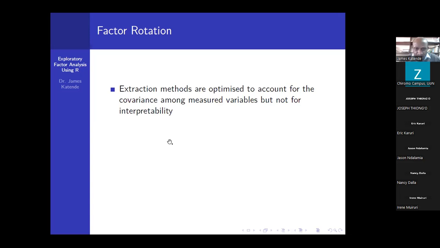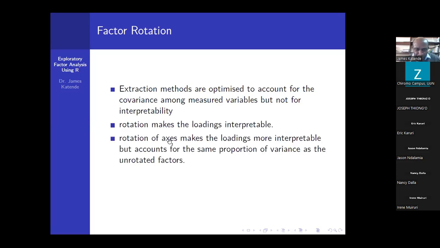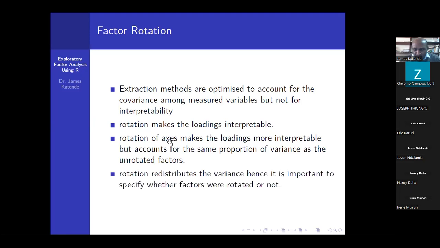We already mentioned rotation. So rotation makes the factors easier to interpret because the initial extraction methods simply focus on the covariance among the measured variables, but not interpretability. So when you rotate the axis, you make it easier to do the interpretation. So again, the rotation for the initial extraction methods still accounts for the same proportion of the variance, but it's reassigned. So it's usually important to specify that rotation was used, or which rotation was used during the analysis, because the rotation affects the distribution of the variance.